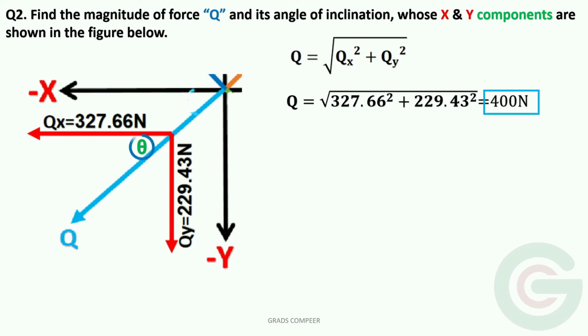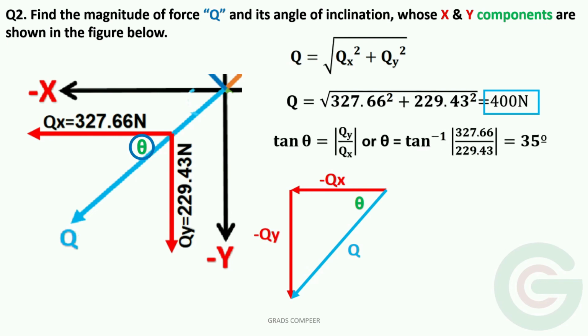Now to find the angle of inclination theta, let us consider the force triangle. From this force triangle, we can take tan theta, which is equal to opposite side by adjacent side. Opposite side is Qy and adjacent side is Qx. So tan theta is equal to mod Qy by Qx. From this we get the value of theta is equal to 35 degrees. Note here that we are taking only the positive magnitudes of the components for calculating the angle theta.